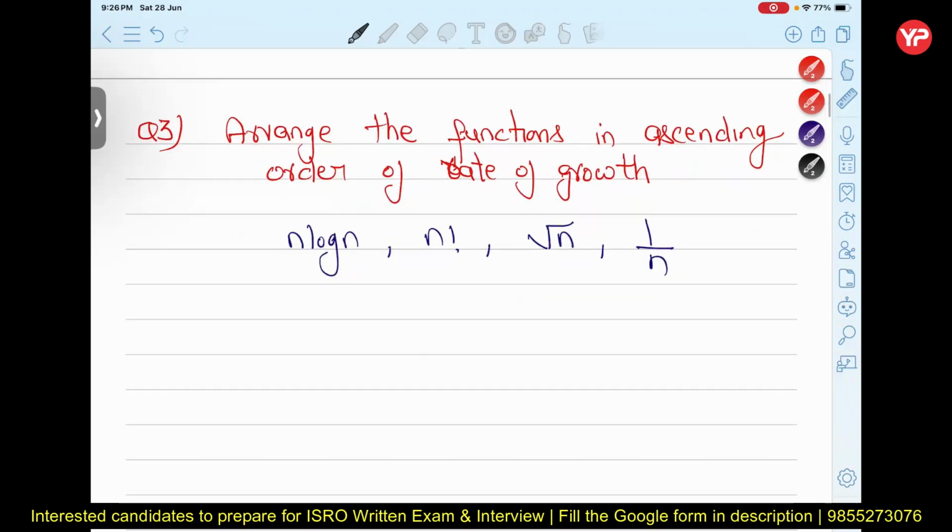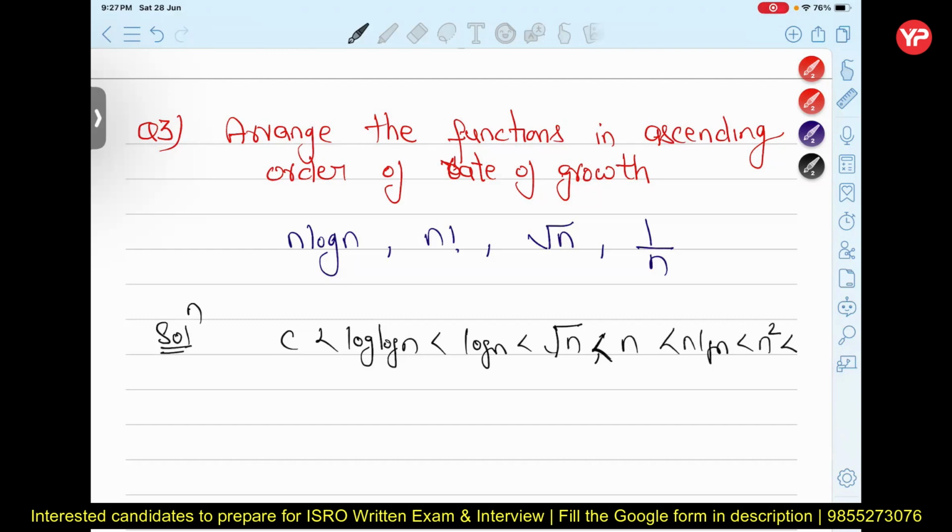Third one: arrange the functions in ascending order of rate of growth. My dear students, the standard sequence of rate of growth of functions is: first the constant, then log of log n, then log n, then root n, then n, then n log n, then n square, n cube, and 2 to the power n.